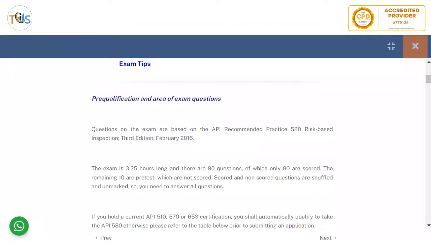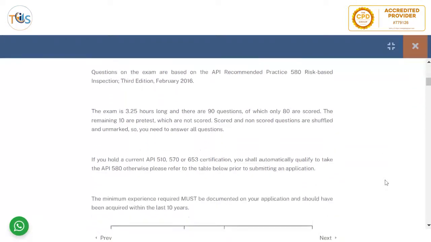Pre-qualification and area of examination. Questions on the exam are based on the API Recommended Practice 580 Risk-Based Inspection, 3rd edition, February 2016. This exam is 3 hours 15 minutes long, and there are 90 questions, of which only 80 are scored. The remaining 10 are pre-test, which are not scored. Scored and non-scored questions are shuffled and unmarked, so you need to answer all questions.